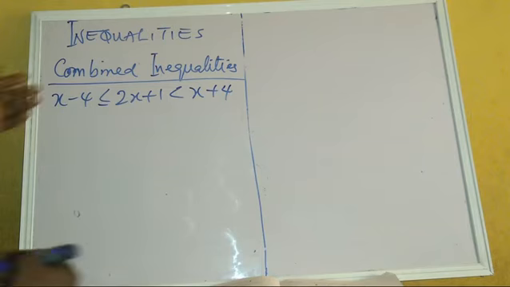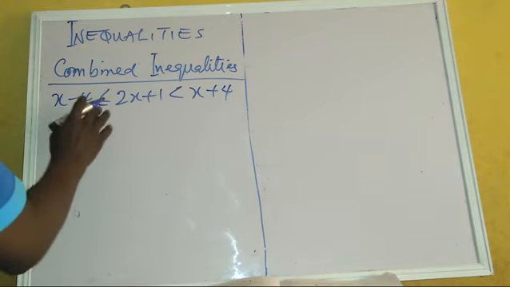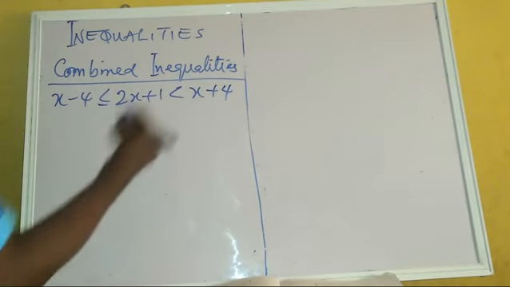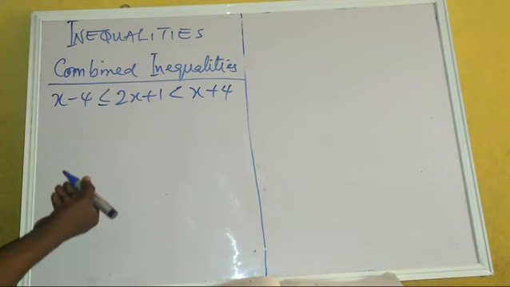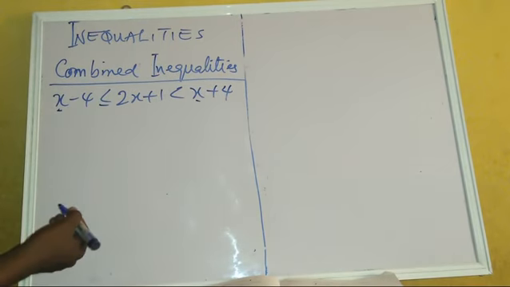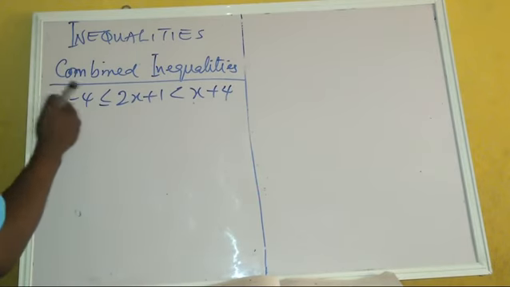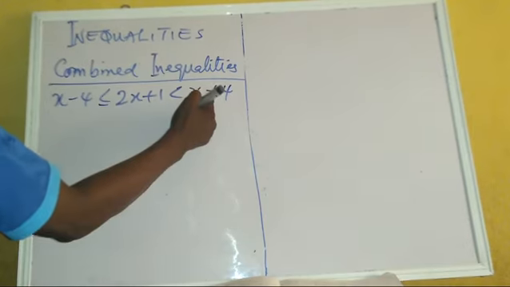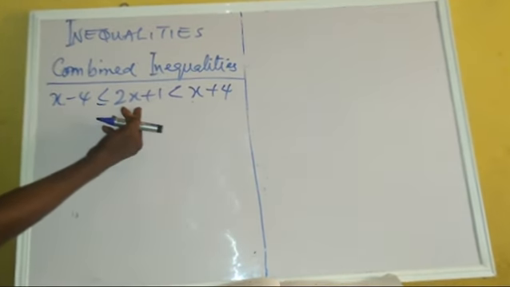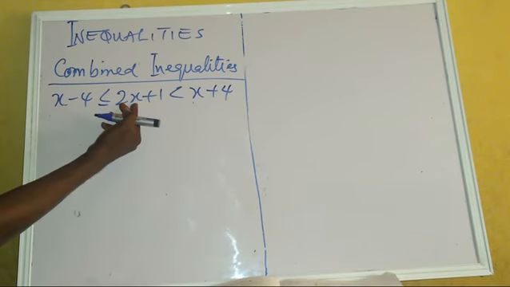Let us look at this example also. x minus 4 less than or equal to 2x plus 1 less than x plus 4. In this case, what we need is to eliminate this x and this one from here. For you to eliminate both of them, it means you subtract x from here, subtract x from here. Don't forget what I said earlier. Whatever you do to this and this must be done to this. So when I take x away from here, x must be taken away from here also.